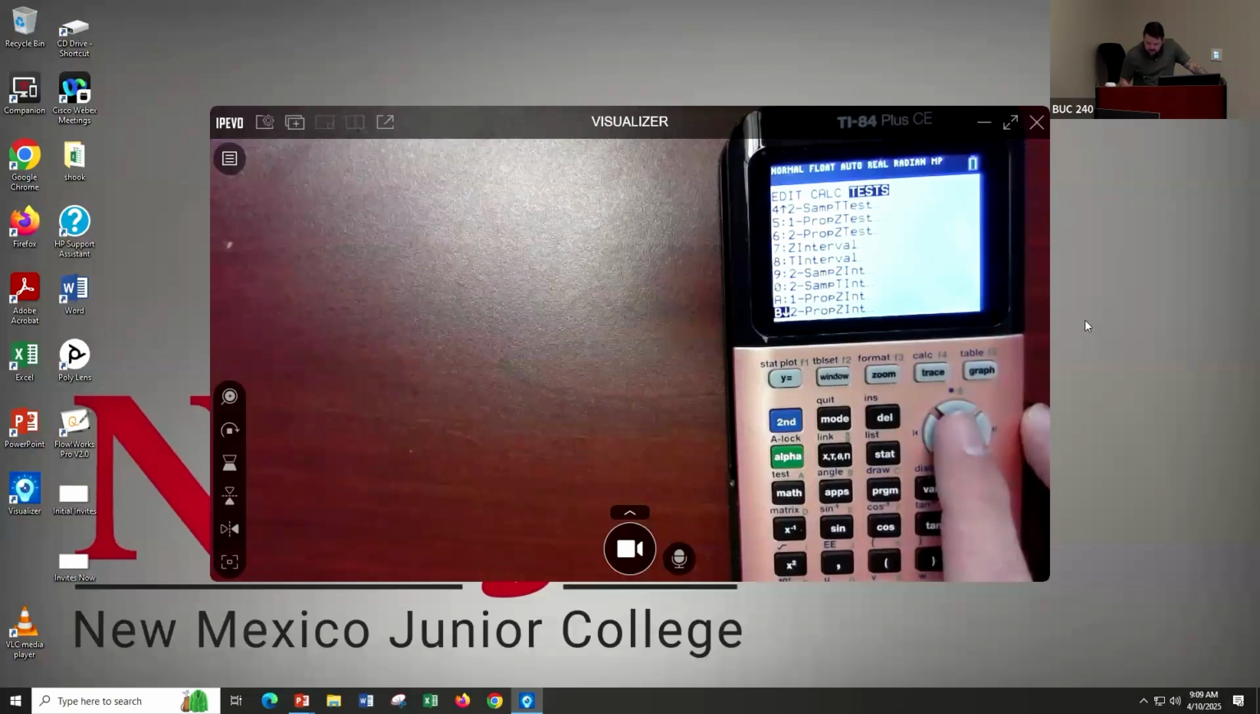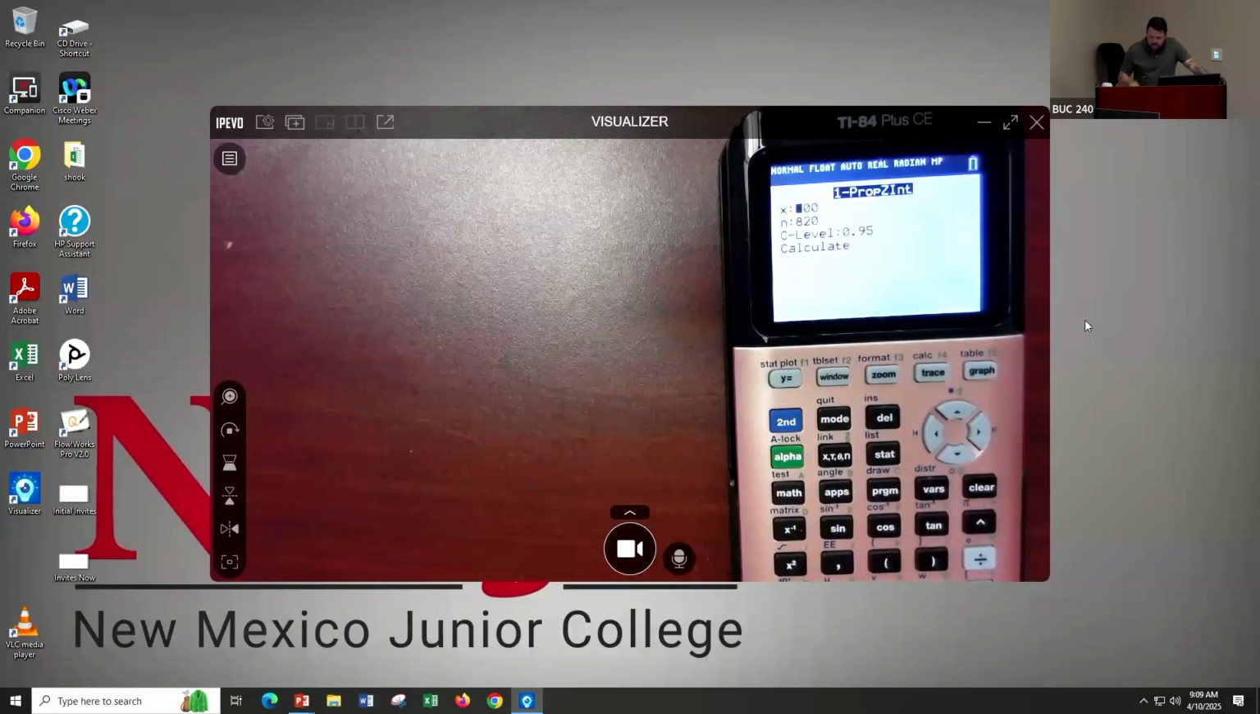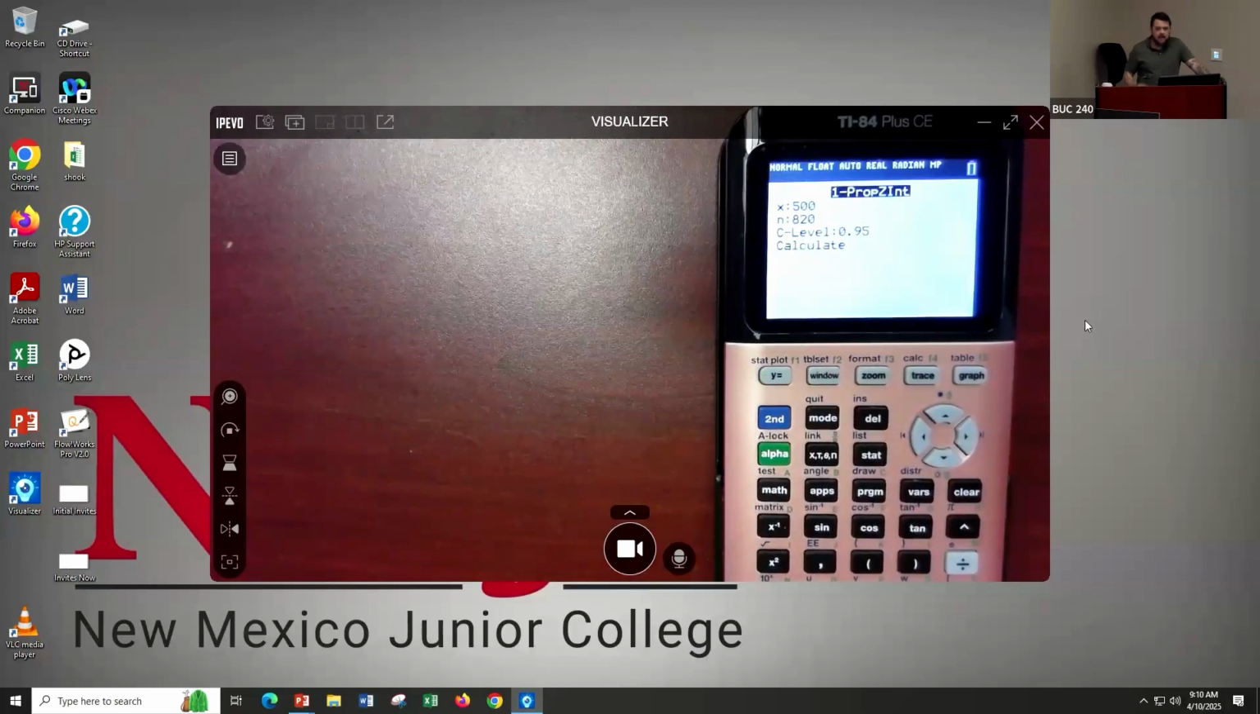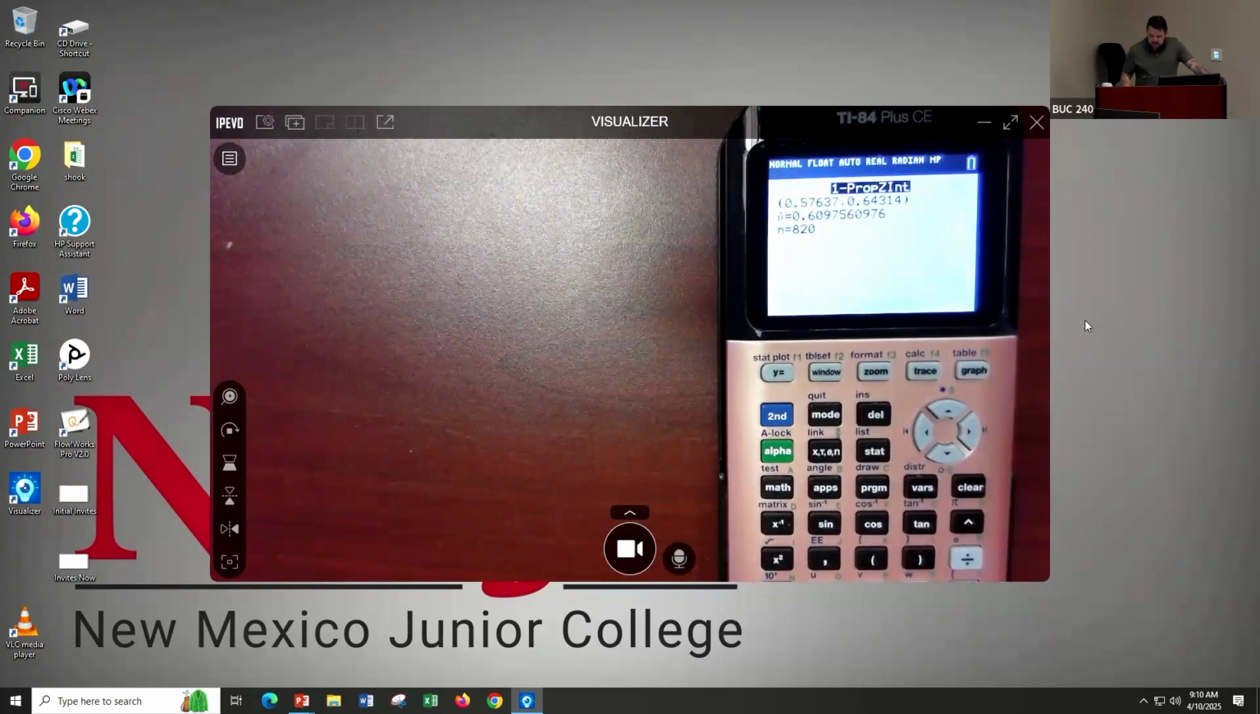And there it is right there. 1-PropZInt. We don't use 2 in this class. 2 is for 2 variables, if you ever wonder what that is. This is only a single variable statistics class. That means you're only worried about one thing happening. We don't worry about things happening in more than one area. So whenever you click on this one, hit enter, and there you go. Same exact information as I had. You got the 500 that I had to calculate myself, right? Then you got the 820. They ask you for the C level, hit calculate, and there you go.